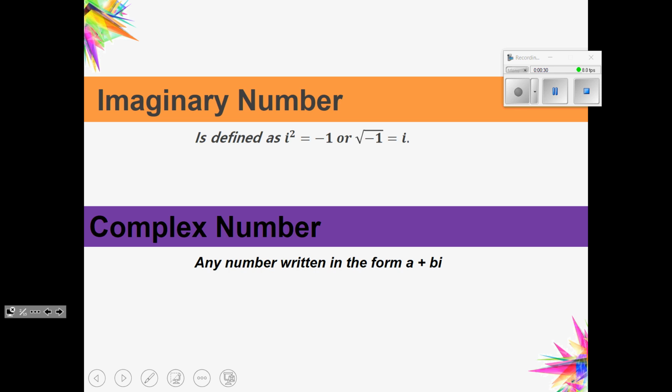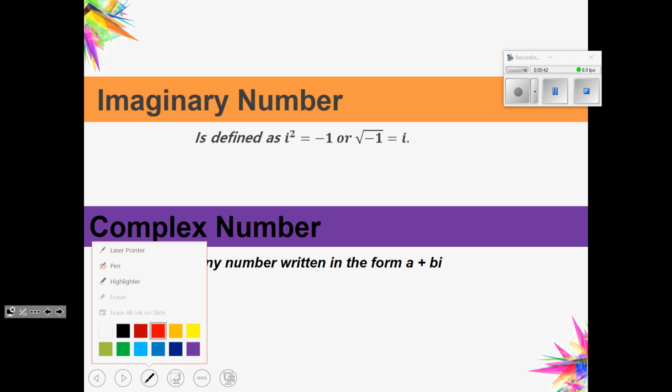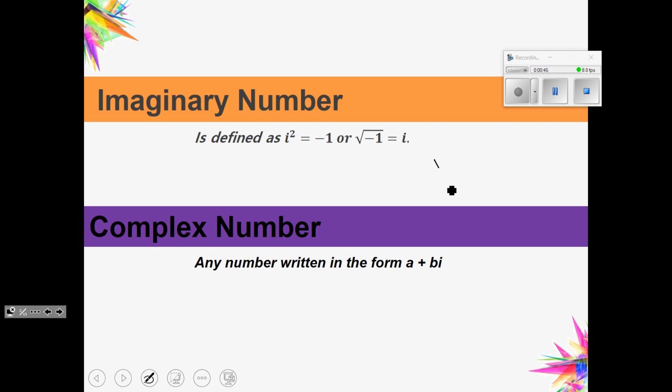So this is the definition of imaginary number. An imaginary number is defined as i squared equals -1, or the square root of -1 is equal to i. If you take the square root of -1, we already talked about earlier this year that you cannot take the square root of a negative, because in order to get a square, you multiply something by itself. A positive times a positive would be a positive, or a negative times a negative would be a positive. There's not anything times itself that equals a negative.